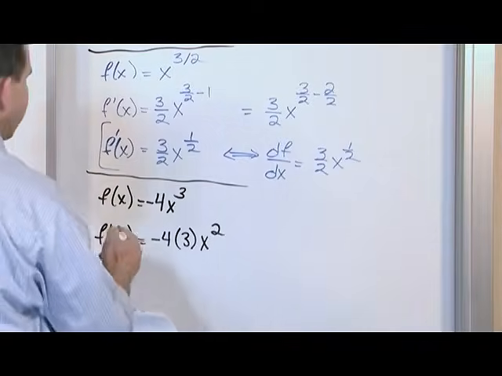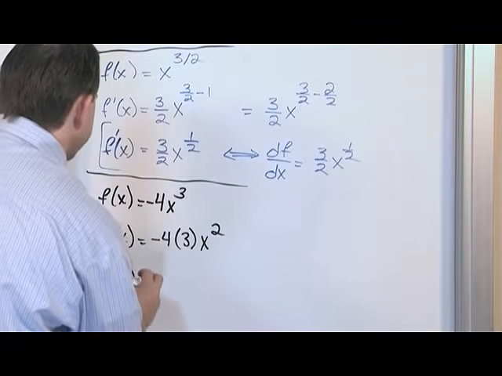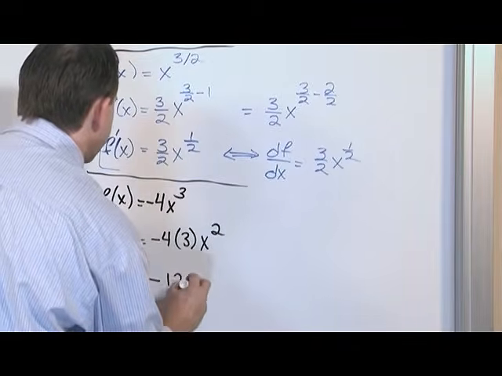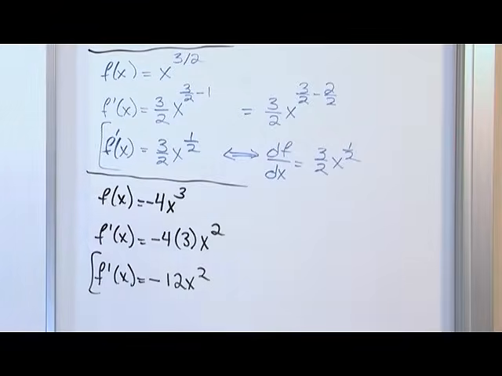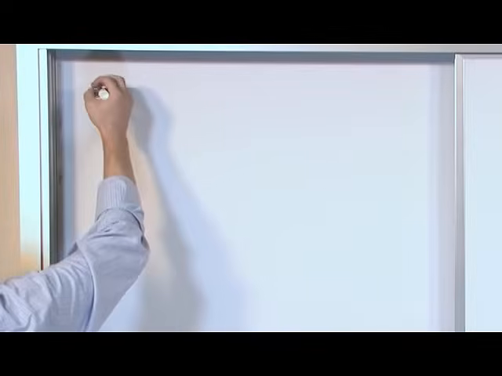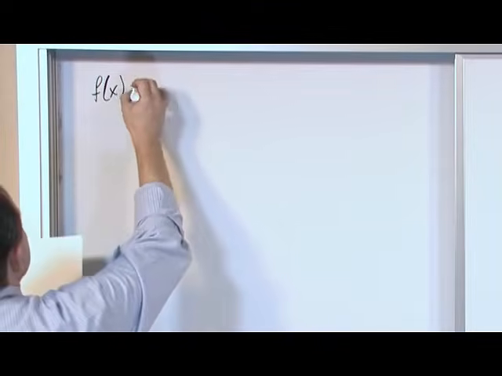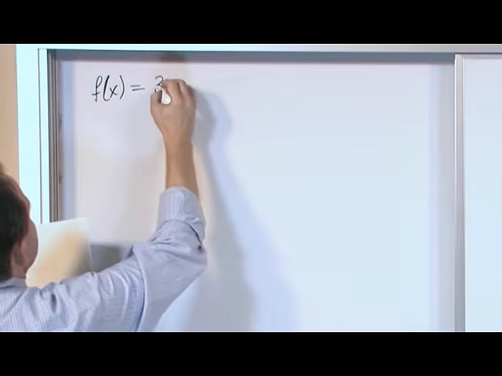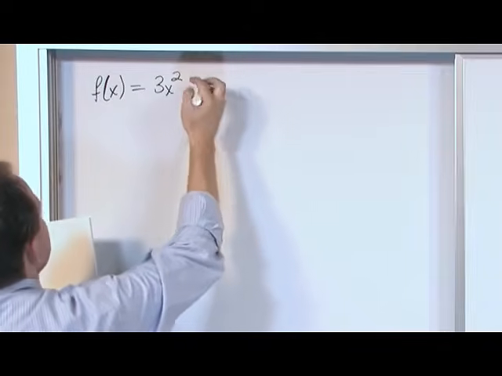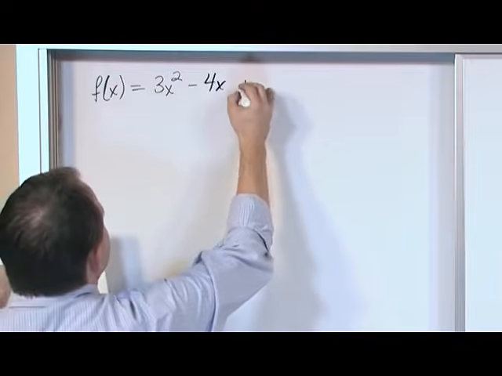But look what we have here. 4 times 3 is 12. So f prime of x is equal to negative 12x squared. And that's the final answer. Okay, the next problem, let's say, is f of x is equal to, we're getting a little more complicated each time. Let's say we have 3x squared minus 4x plus 2.